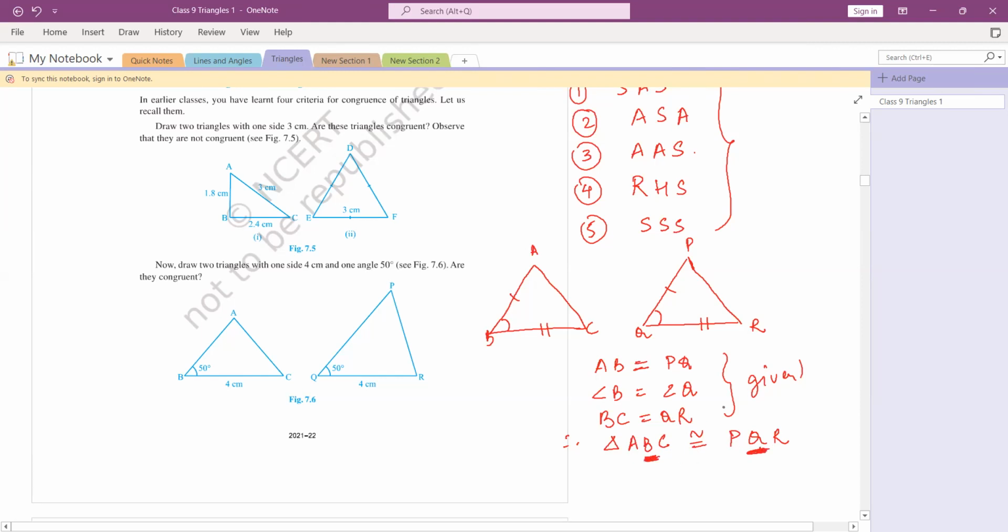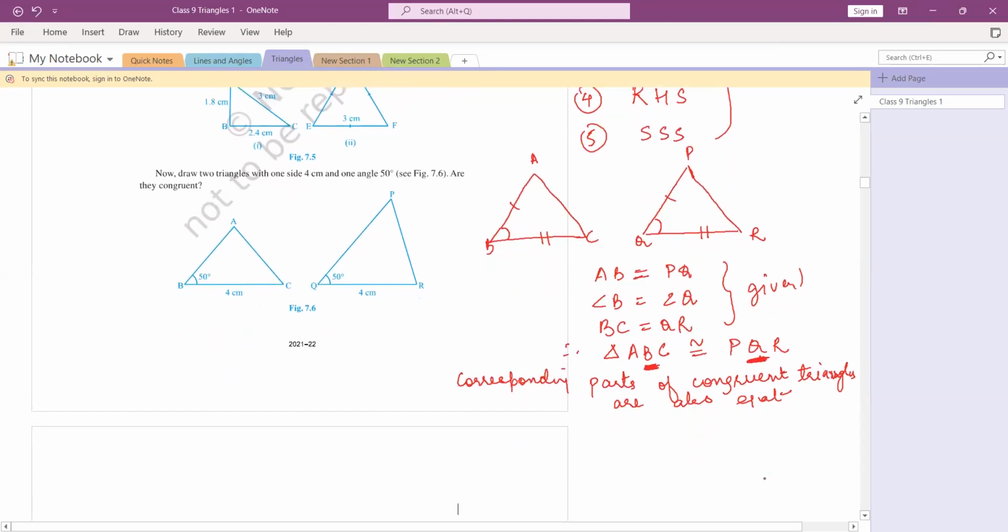Okay. Now, the important thing is, if we have shown that these two triangles are congruent to each other, that means their remaining sides and remaining angles are also equal to each other. So this we call corresponding parts of congruent triangles are equal. So in short, we write it CPCT. Okay.